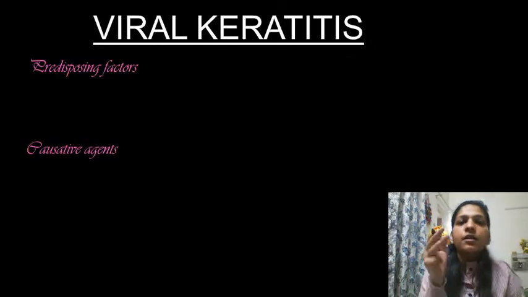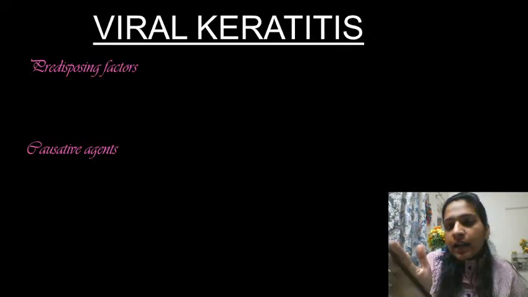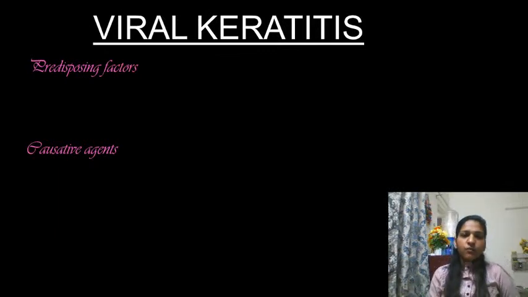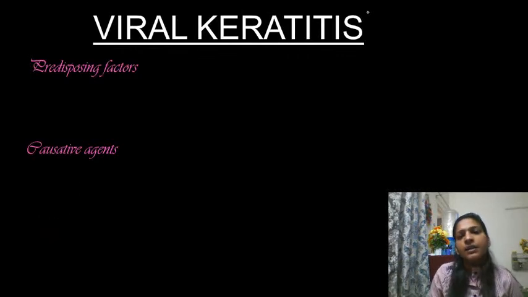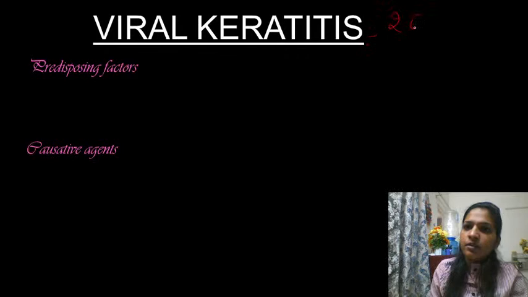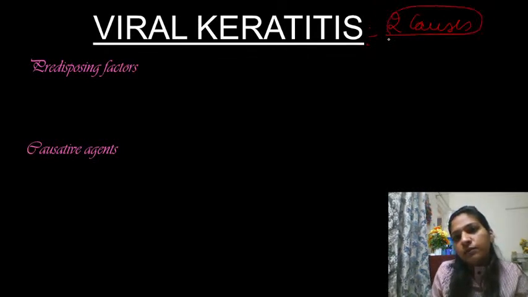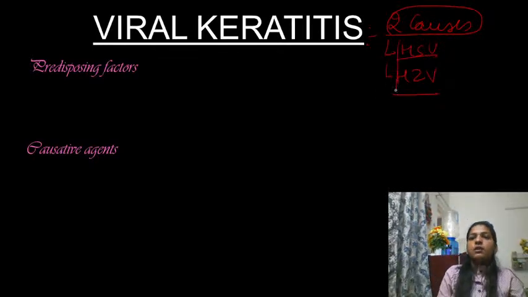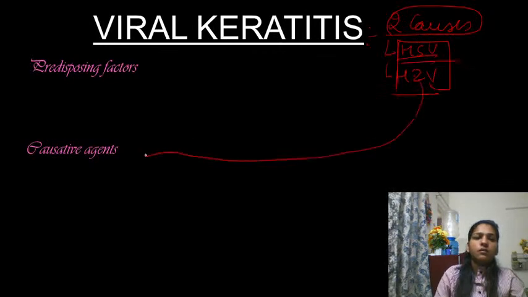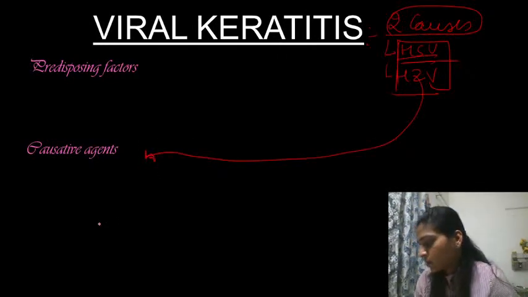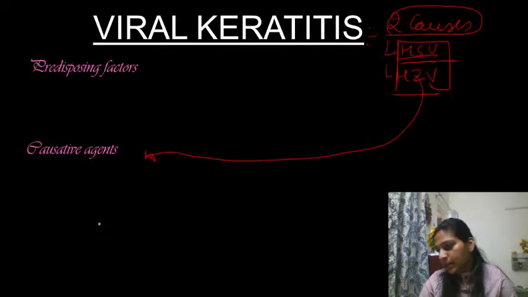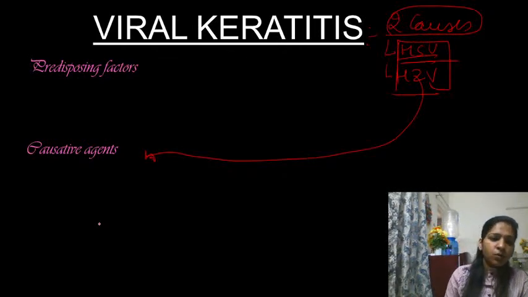Now the viral keratitis. First you have to tell me the causes of viral keratitis and then the predisposing factors. There can be many causes, but there are two main causes: herpes simplex virus and herpes zoster virus. There can be others also, but here we'll discuss only these two.